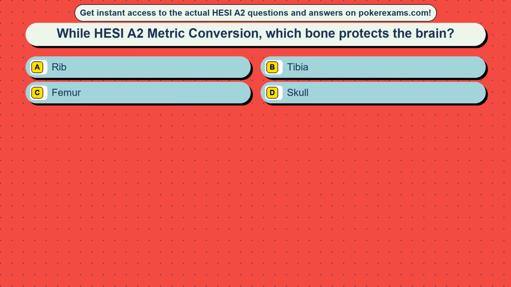Question 47. While HESI A2 metric conversion, which bone protects the brain? Option A, rib. Option B, tibia. Option C, femur. Option D, skull.